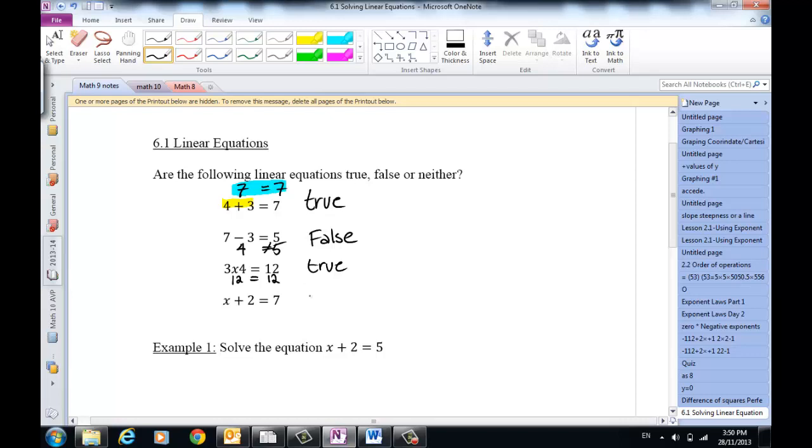And the last one, we have x plus 2 equals 7. Now, at the moment, we don't know what x equals. So somebody could say, okay, well, x is equal to 9. Well, 9 plus 2 is 11, so that would be false. So in fact, this one at this point is neither. If x equals 5, then this would be true. But at the moment, we're not sure what x is, and therefore, at the moment, it is neither.